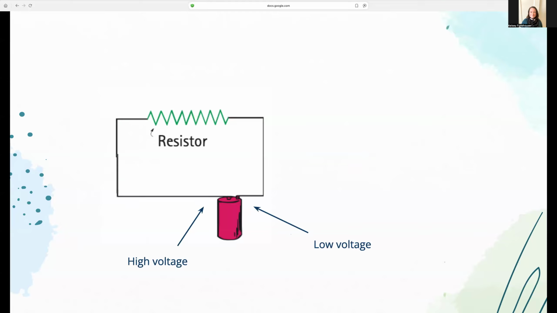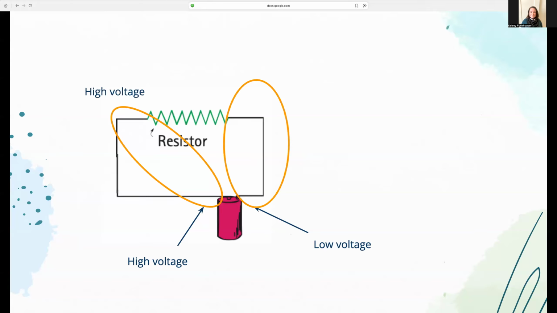And remember that in order for current to flow through our circuit, the battery maintains a voltage difference with high voltage on one side and low voltage on the other side. That also means that parts of the circuit in contact with those ends of the battery must have the same voltage. In this circuit, it means this side of the resistor must have high voltage, and this side of the resistor must have low voltage. High voltage, low voltage.